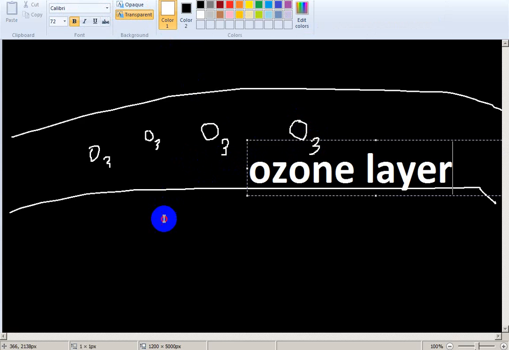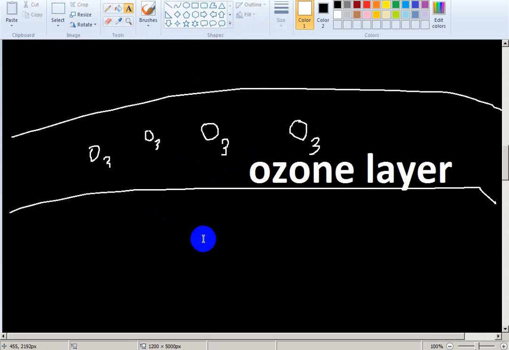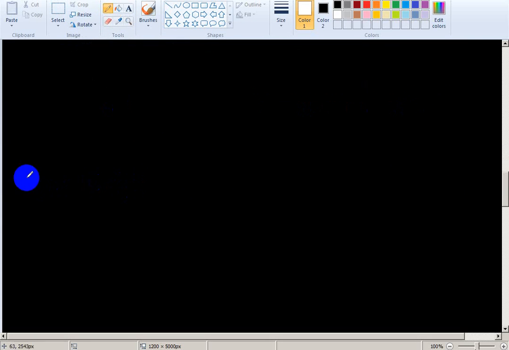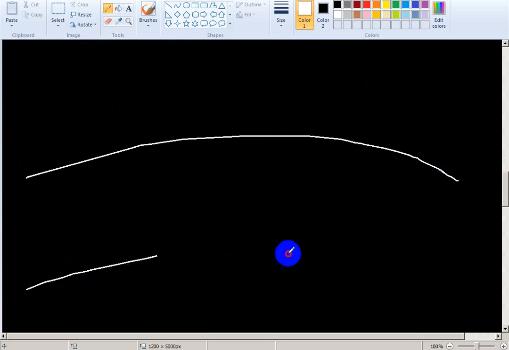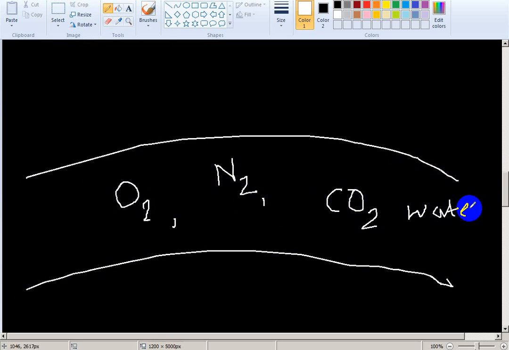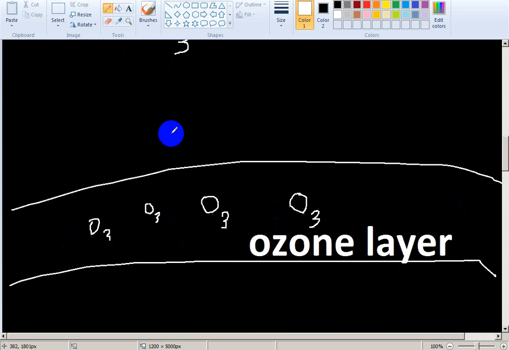This is the ozone layer, and it is 20 kilometers above the Earth's surface. Now, which gases does the troposphere contain? Do you know? The troposphere contains mostly oxygen, nitrogen, carbon dioxide gas, and water vapor. It also contains dust and air. The troposphere contains these things.